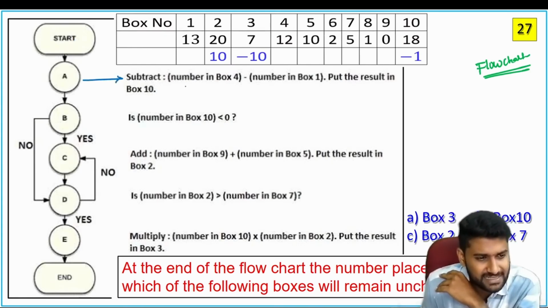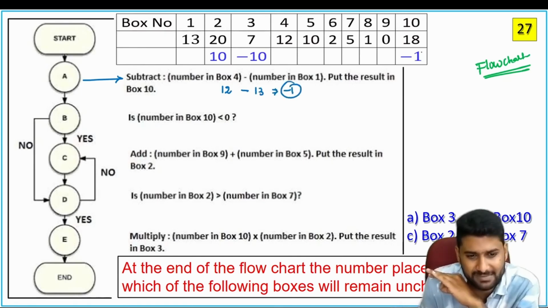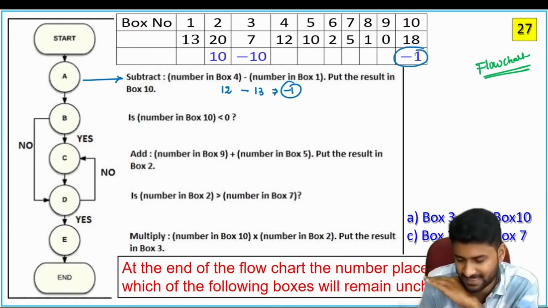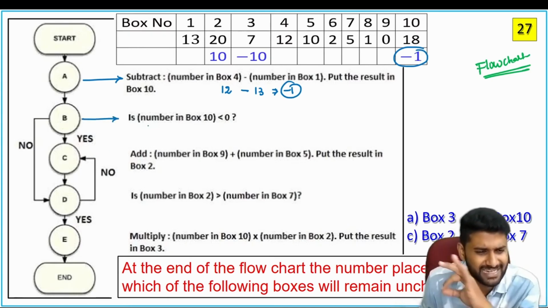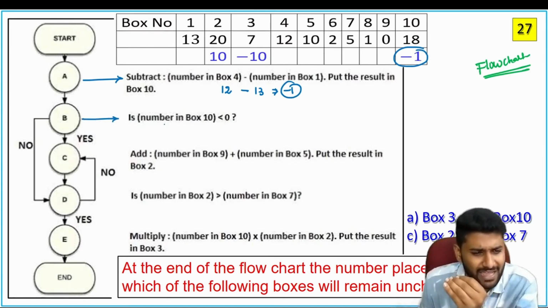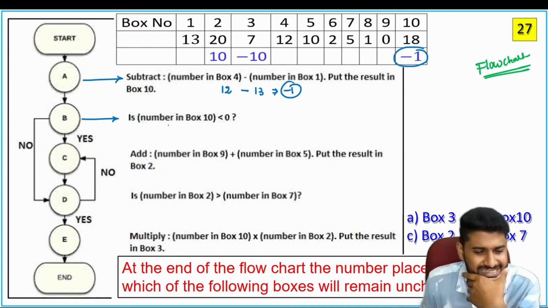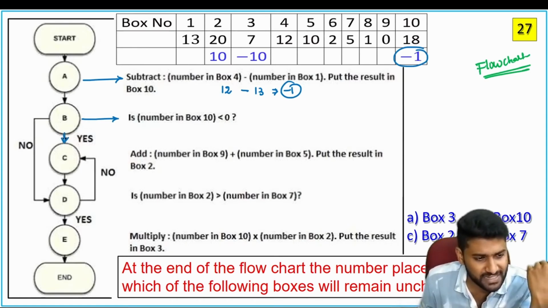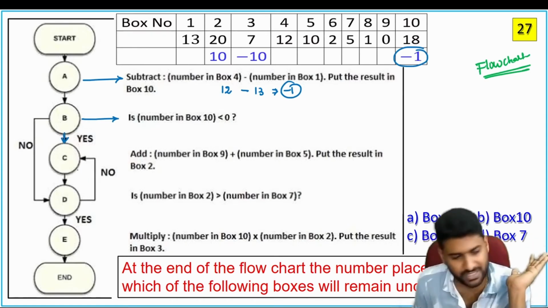A says to subtract the number in box number 4. What is box number 4? 12 minus box number 1, 13. Whatever value you get should be placed in box number 10. So we are placing it here. Next, B says check whether the box number 10 value is less than 0. Is it yes or no? What is the box 10 value? Minus 1. Minus 1 is less than 0. Yes means you have to shift to C. If it is no, you can directly shift to D.